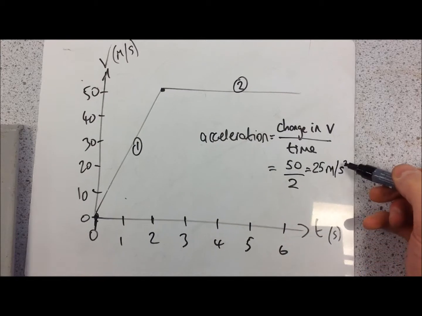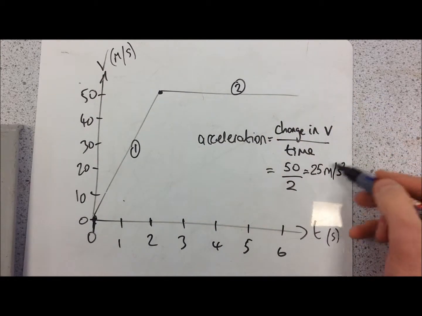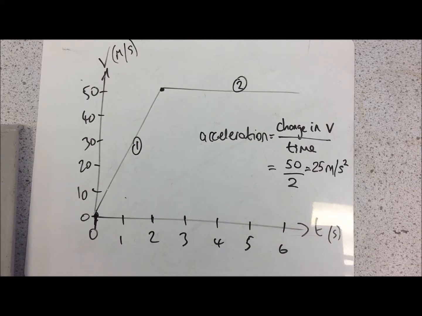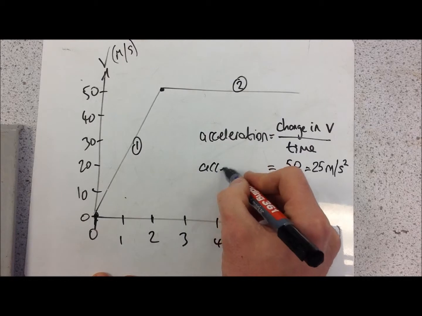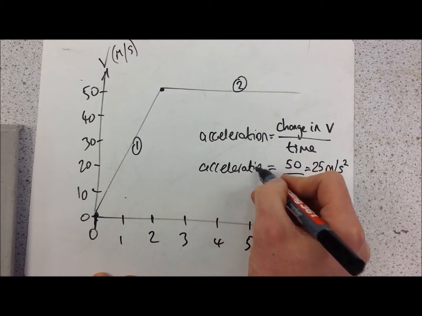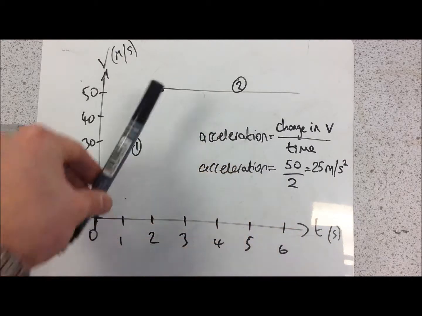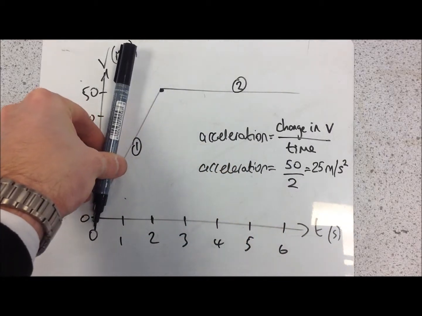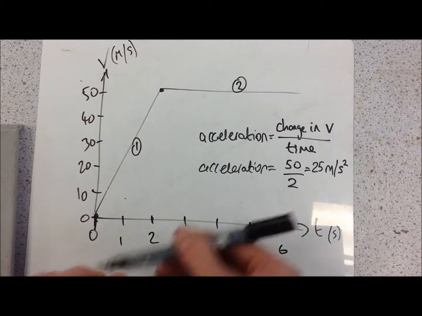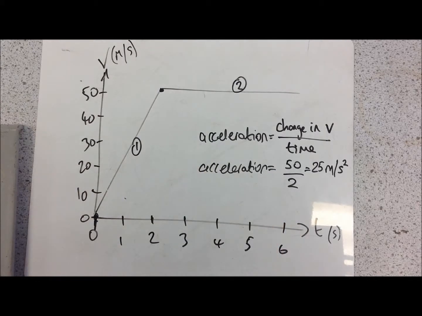That squared doesn't actually mean that you square anything, it's just the unit. Okay, 25 meters per second squared was the acceleration. That's the first thing you can be asked to do on a velocity time graph. So, again, the greater the gradient, the larger the acceleration is. And obviously, the smaller the gradient, the smaller the acceleration.